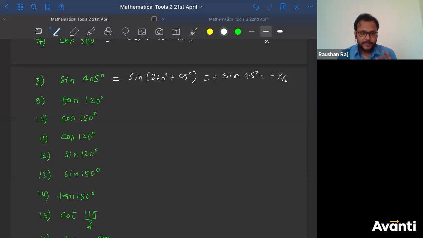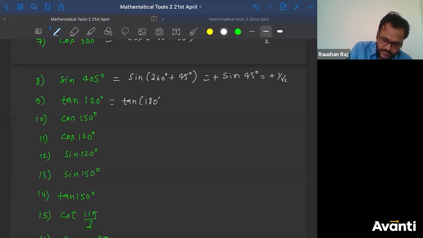Next one, tan 120 degrees. This is less than 180. So I can write this as tan of 180 minus, what should I subtract here? I should be subtracting 60 degrees here, right? So 180 minus 60 is 120. So tan 120. Now I will copy this. So tan 60 degrees, right?